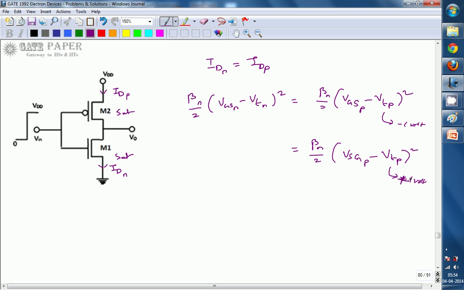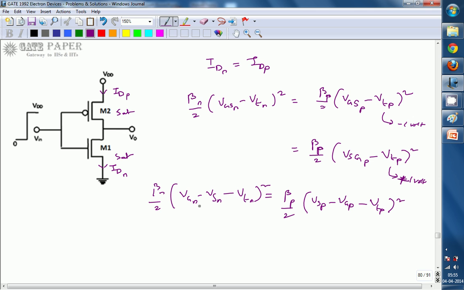If you are strictly following the sign, then you must write the equation for the PMOS as VGSP. Okay, so from this one we can write beta n by 2 into (VGN minus VSN minus VTN) whole square is equal to beta p by 2. This is not n, this is p. Beta p by 2 into (VSP minus VGP minus VTP) whole square.